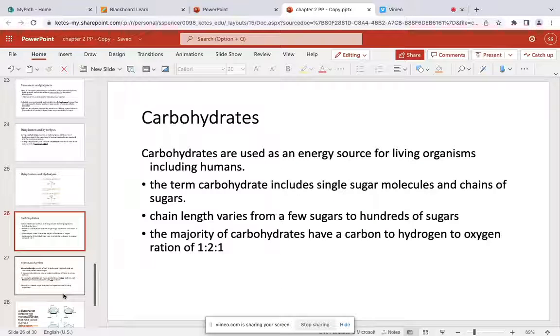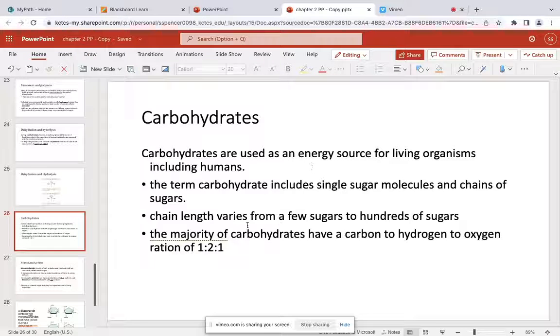So now we'll go over carbohydrates. And carbohydrates, whenever you think of carbs, a lot of people think of them as bad things, right? And in excess they can be, but essentially we do need them. It's one of the biggest energy sources for living organisms. Whenever you hear the word carbohydrate, I want you to think energy source.